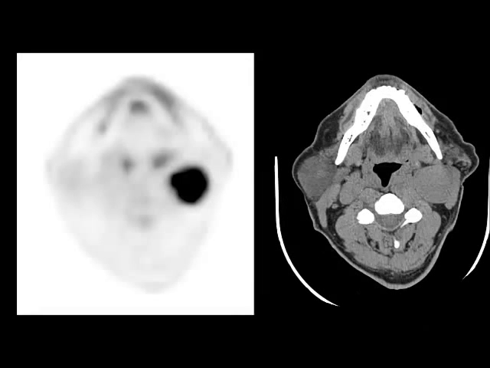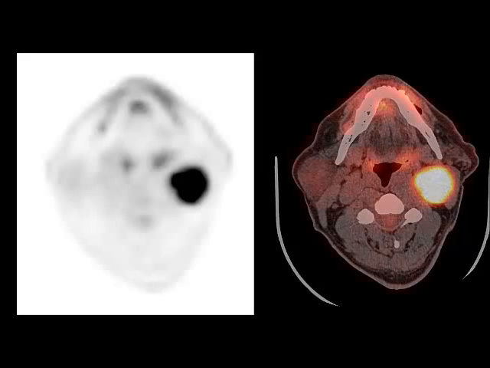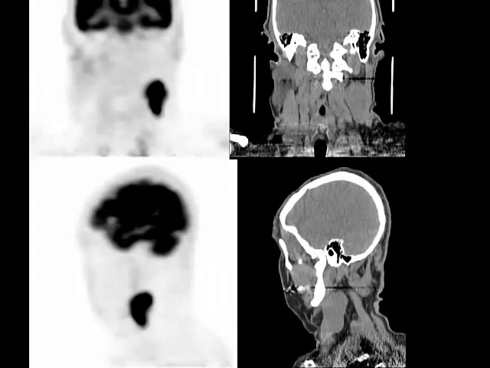On axial imaging, we can see this large mass, fairly homogeneous in appearance, deep to the sternocleidomastoid muscle at the level of the left mandibular angle. And as you can see, it's very intensely hypermetabolic on PET. Now, there are a few other interesting findings in this patient. Here's the sagittal and coronal imaging showing that this is somewhat fusiform in appearance.